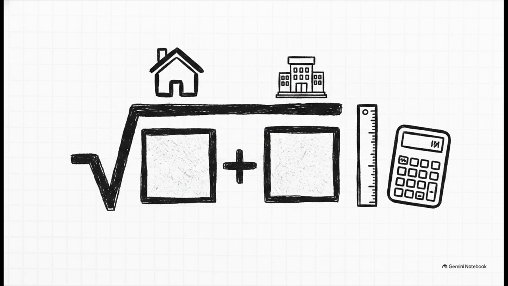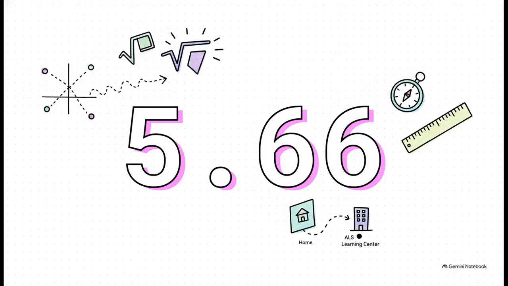Easy enough. Now let's handle those vertical y-coordinates. Our y2 is -1, and our y1 is +3. So that is -1 minus 3, which gives us -4. Now what happens when you square -4? Well, a negative times a negative is a positive, so that is also exactly 16. So look at that. Under our square root symbol, we just have 16 plus 16. That equals exactly 32. Which leads us to the grand reveal. The exact straight-line distance from home to the ALS Learning Center is the square root of 32.